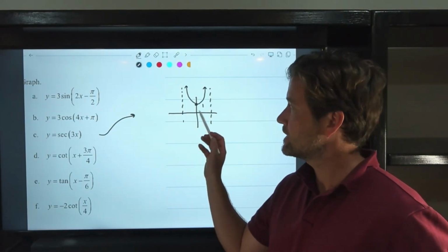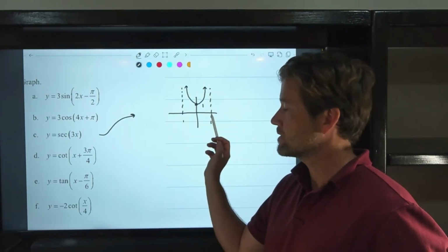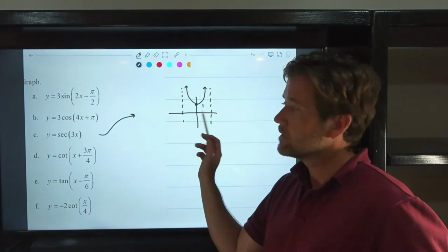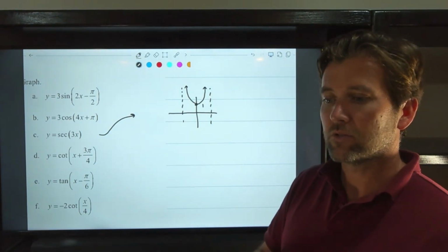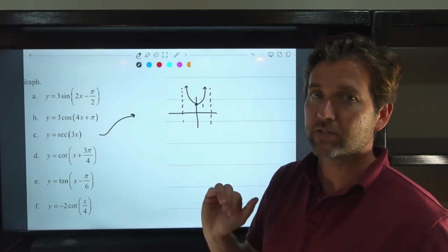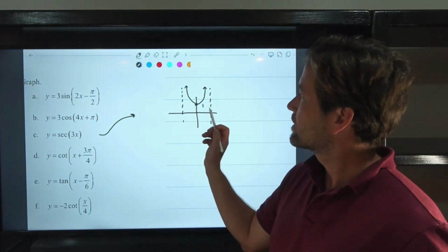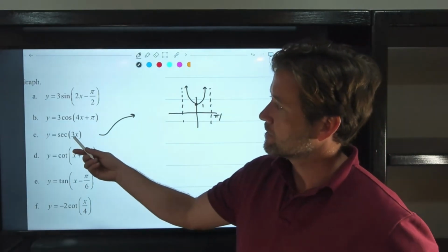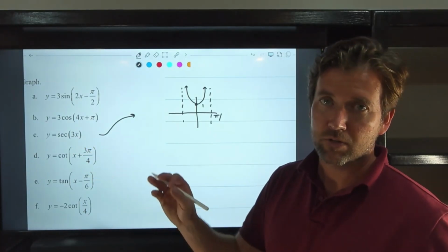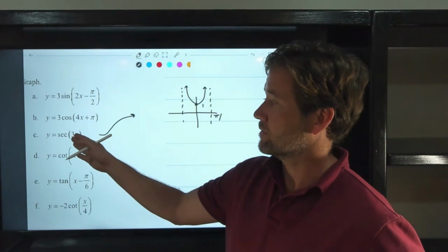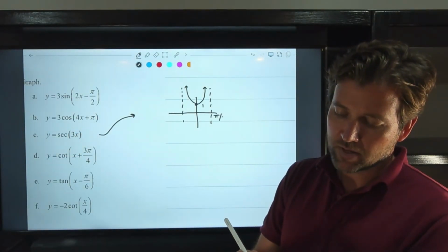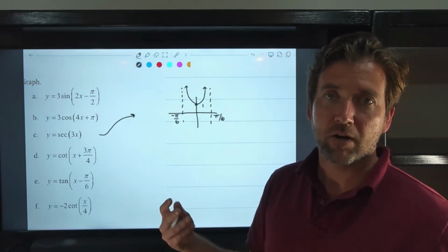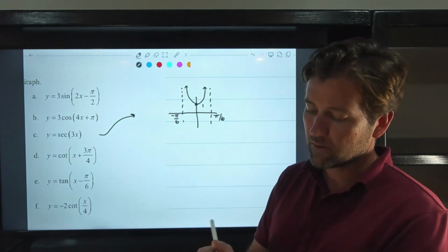Now, this parent function for secant, this first asymptote to the right of the y-axis is normally pi over 2 because the cosine of pi over 2 is 0. And so the secant of pi over 2, when you take the reciprocal of 0, you're dividing by 0, so it's undefined. So this is normally pi over 2 for the parent function. But you have to divide all of the x coordinates of the points and the asymptotes by 3. And so this becomes pi over 6. This asymptote is normally negative pi over 2 for the secant function. Divide by 3, it's negative pi over 6.